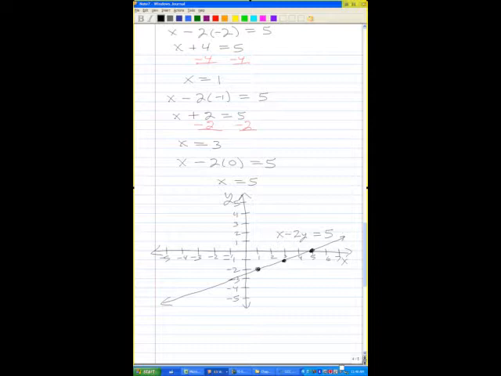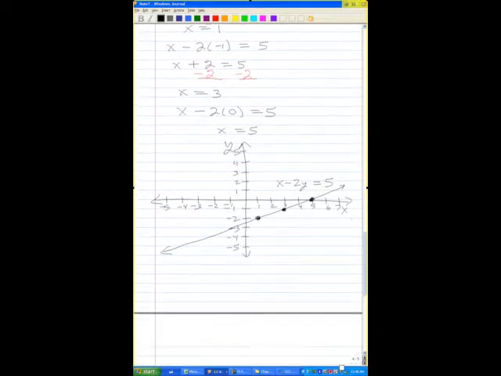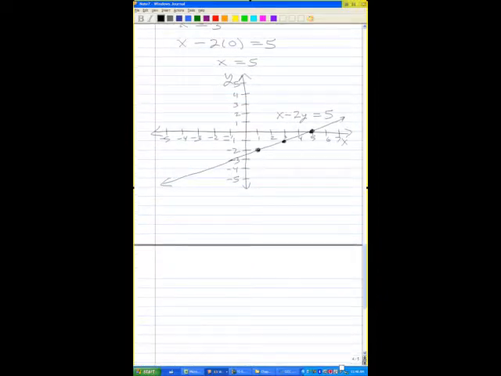Let's do another one. Let me do, let's say, problem number 52. 2x plus y equals 3. Let's draw that. Let me do a table of values.